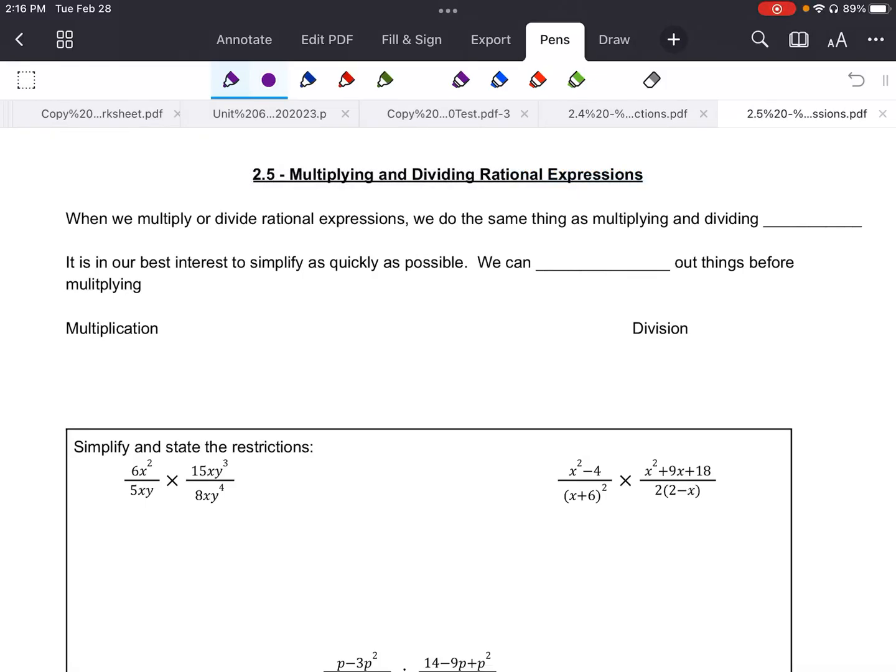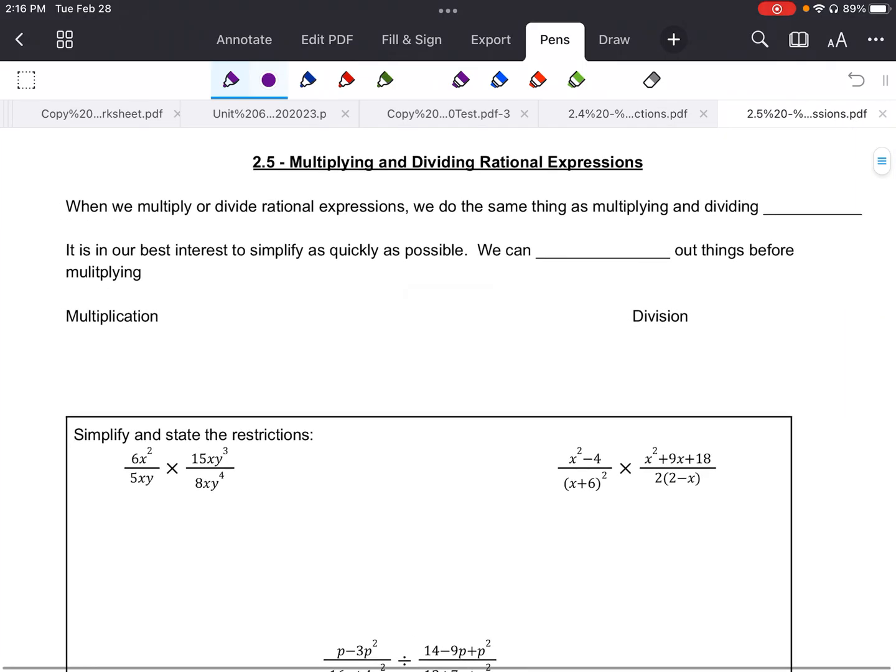All right, Unit 2, Lesson 5, Multiplying and Dividing Rational Expressions. When we are multiplying or dividing rational expressions, we do the same thing as when we're multiplying and dividing fractions. Okay, don't need a common denominator, just multiply the numerators and multiply the denominators. Or when dividing, flip the second fraction upside down.